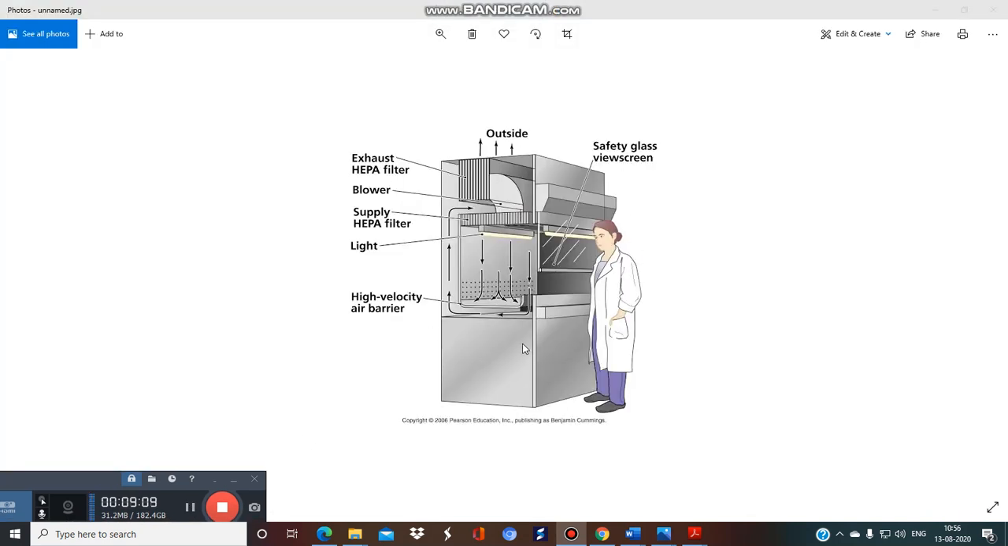So please see this image. This is the arrangement of your laminar airflow, and as we have discussed, this is the point for the HEPA filter. This is the exhaust for the HEPA filter. So you will work in this assembly.